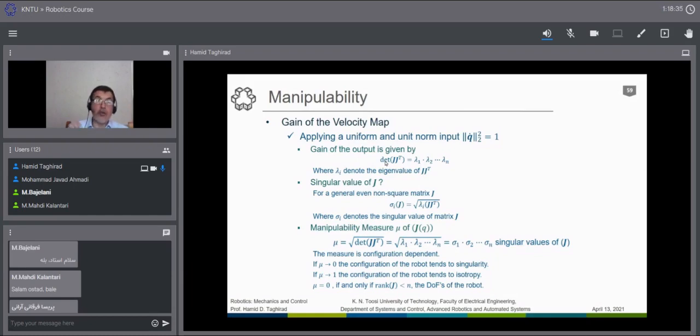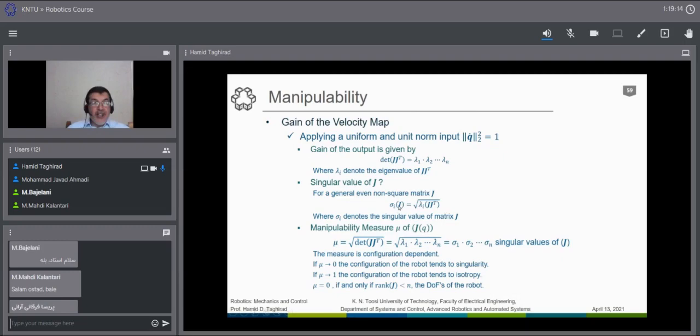Singular value can be defined for any matrix, either square or non-square, in which the singular value is the square root of the eigenvalue of JJ transpose. The singular value of a matrix J is equal to the square root of the eigenvalue of JJ transpose, the same old JJ transpose as we talked about before. Of course, this is true for all matrices A. I call it J because the matrix of our interest is the Jacobian.